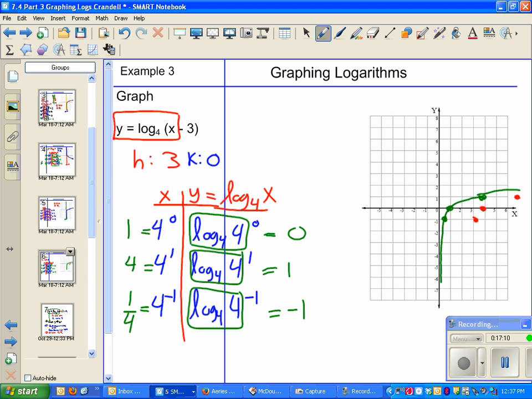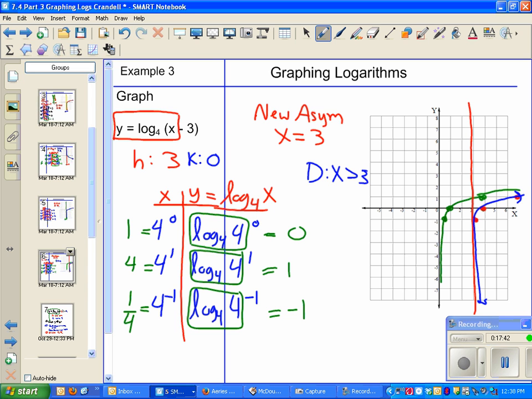And then where is my new asymptote? Okay. So the new asymptote is whatever h is. So my new asymptote is x equals 3. So my boundary line is going to be right there. So I want to draw that new boundary line, and then I'm going to connect the shifted points and get super, super close to the boundary line. And that's what you got. Okay, the blue line is that. All right, so our domain is going to be x is greater than 3, greater than our boundary line. And then our range is still all real numbers.